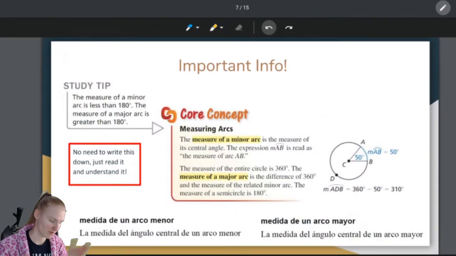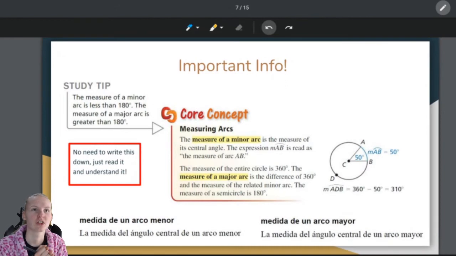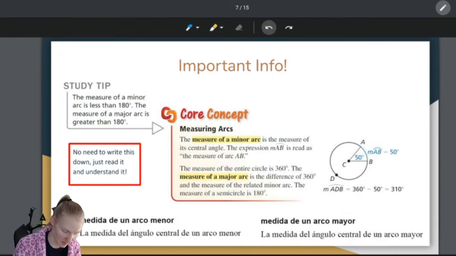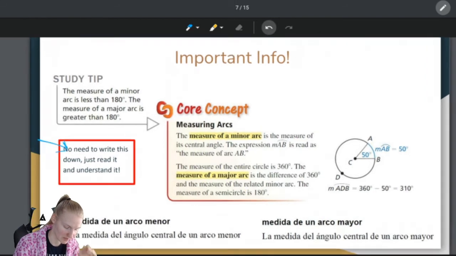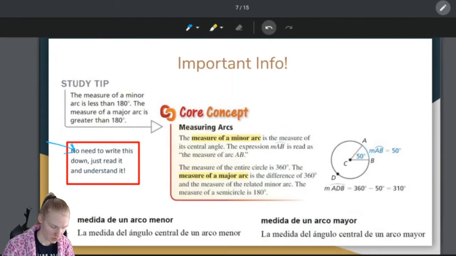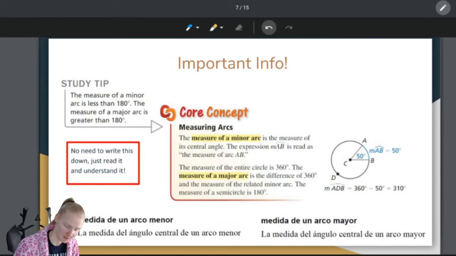These are technically still vocab words, but we're not going to write them down. No need to write these down. Just read and understand.